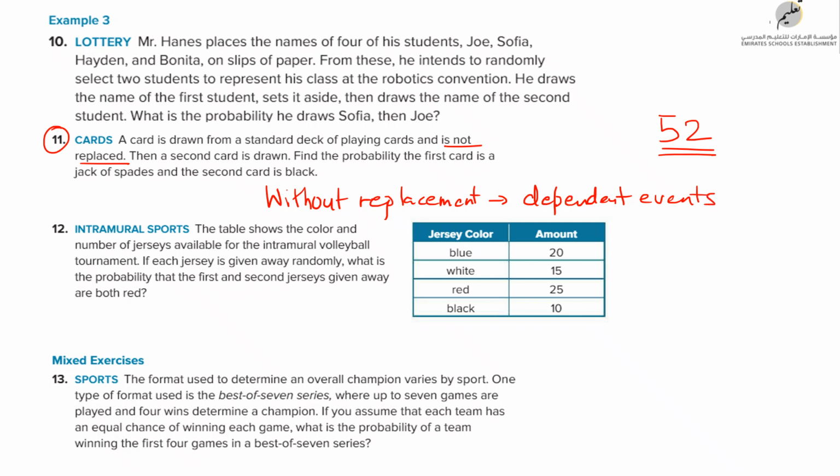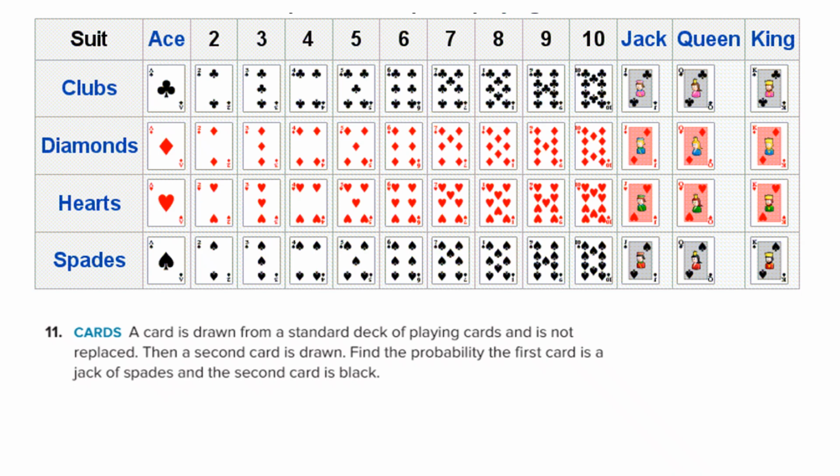And then a second card is drawn. Find the probability that the first card is a jack of spades and the second card is black. Now, to find this probability, we need to know how many spades are there, how many black cards are there, how many red cards, how many jacks, all of that. So, for better understanding, to explain to you how many cards of each category are there, I will explain this question in the next slide with the help of a picture of cards. Okay, so let's solve this question.